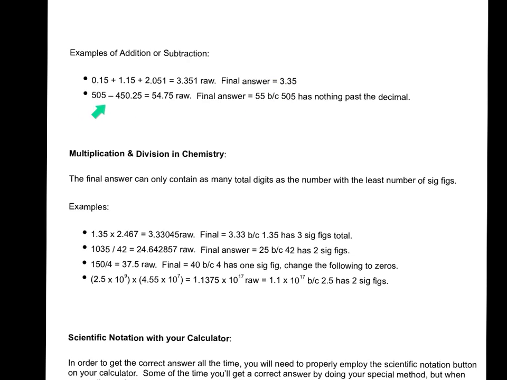Now let's look at this one. 505 minus 450.25. Your raw answer is 54.75. 450.25 has 2 places past the decimal, but this one has 0 places past the decimal. We're just talking about places past the decimal, not things to the left of the decimal. So your final answer can have nothing past the decimal. Since 4 is the number you're going to stop at, you've got to look at this number next to it, which is 7. Does 7 cause 4 to round up? Yes, it does. So your final answer is 55. So you can have nothing past the decimal. I guess I got the 505 in there wrong. Sorry. That's a mistake. It's 55, so 54.75 would round up to 55.